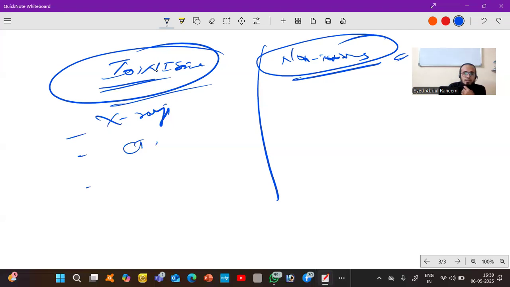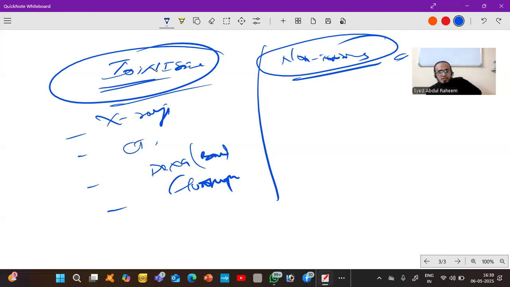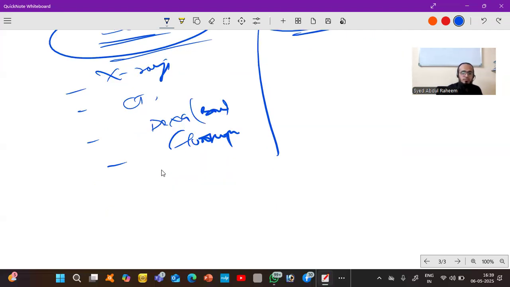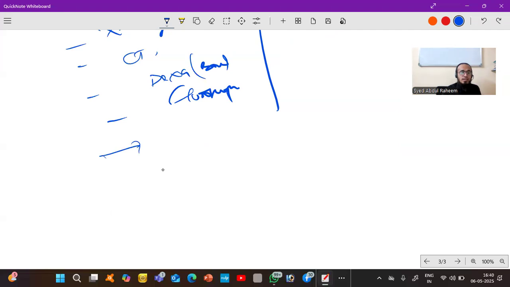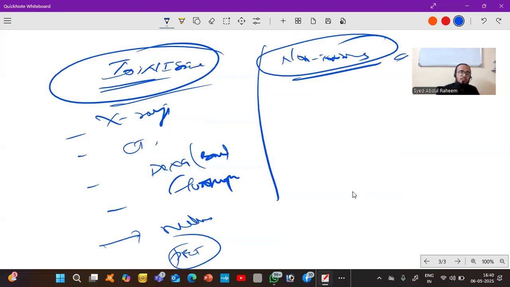CT scan, and other than that we have DEXA scan and fluoroscopy. DEXA scan is for bone mineralization. In ionizing we have other types of scans also, like nuclear scan, whole body scan, and PET scan. PET scan is for diagnosing cancer.